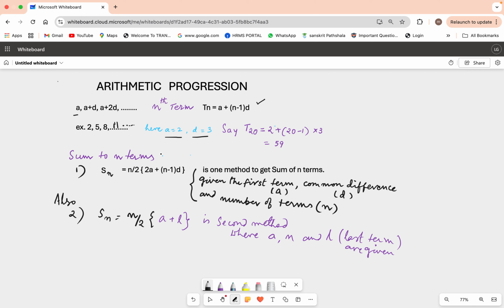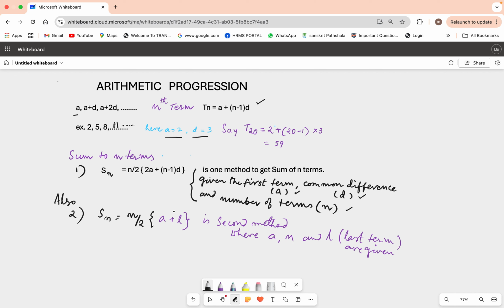How about finding the sum of n terms? Yes, this can be achieved in two methods. The first one is explained here. It is denoted by Sn. Sn is the sum to n terms, which can be taken as n by 2 times (2a plus (n minus 1) into D).